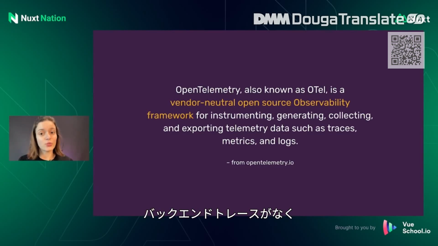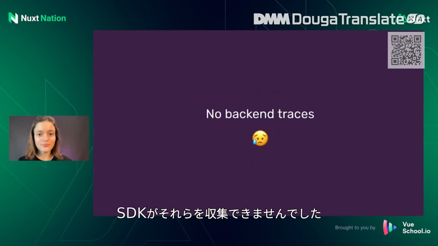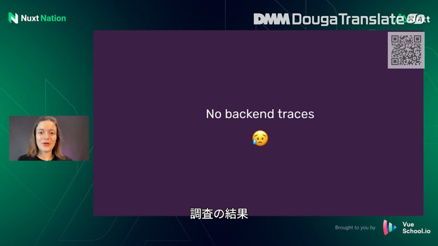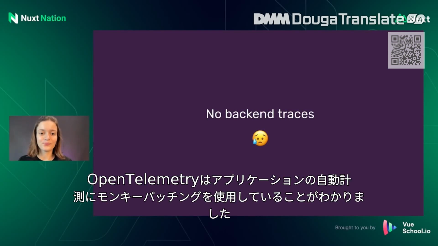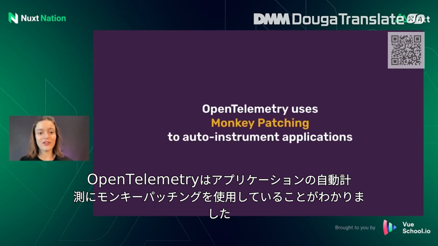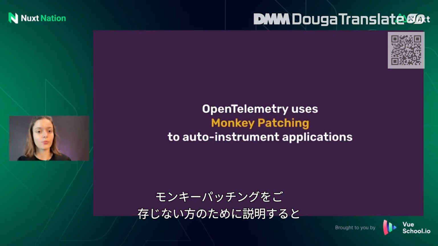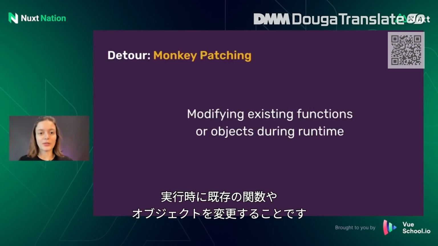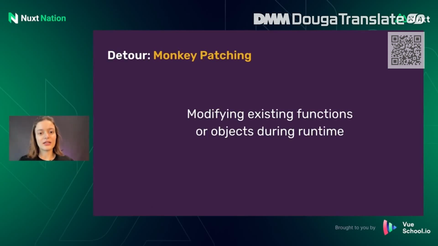There was just one problem. I had no backend traces, and the SDK could not collect them. So I had to look more into how OpenTelemetry works under the hood. So I found out that OpenTelemetry uses monkey patching to auto-instrument applications. So in case you don't know what monkey patching is, it's modifying existing functions or objects during runtime.